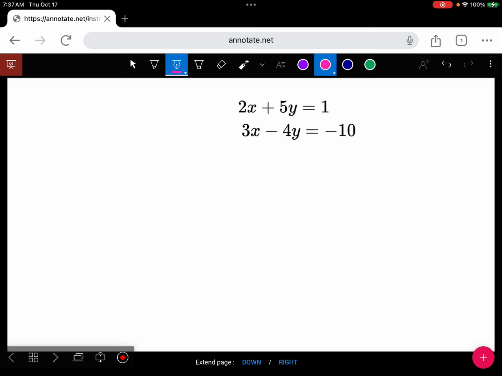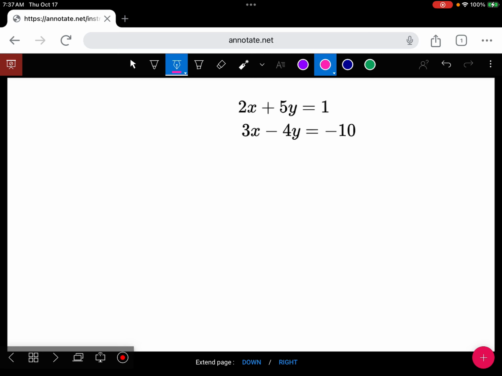Because sometimes we are not handed the same number on our variables. Sometimes we get stuff that looks like this. 2x plus 5y equals 1, and 3x minus 4y is negative 10. And just like on the last one, how we manipulated it, we multiplied one of them by negative 1 in order to make it have that same number opposite sign. We're going to do the same thing here. Just because I'm not multiplying by negative 1 doesn't change the fact that I can multiply whatever the heck I want, as long as I multiply both sides of my equation.